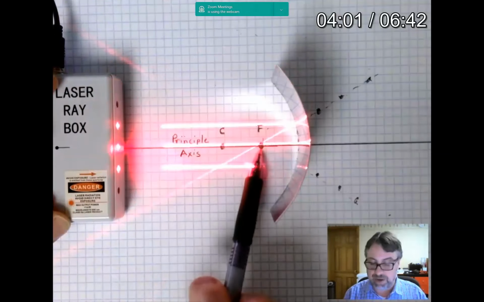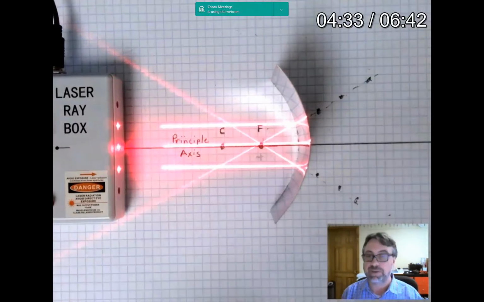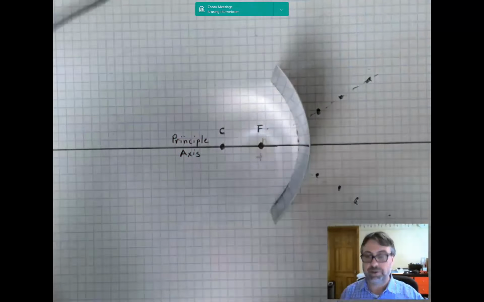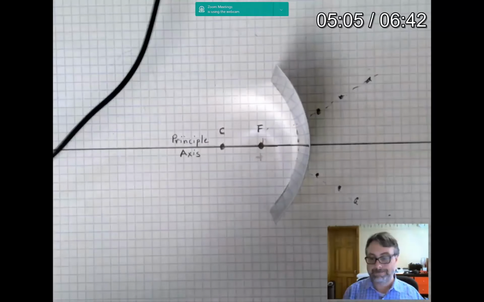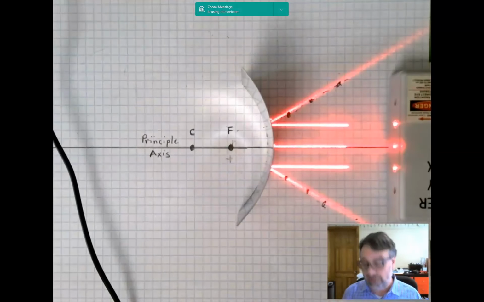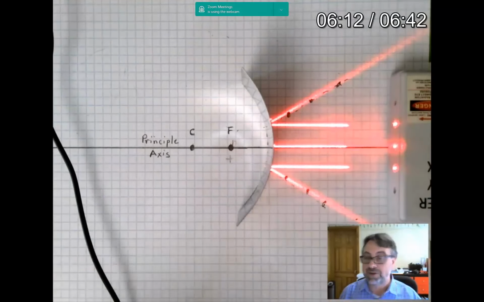Rays hit the mirror. Slide this over a little bit. Now, reverse. If you send the rays from the other reflecting side, you'll see now that the light rays diverge. Now we are using the convex case.